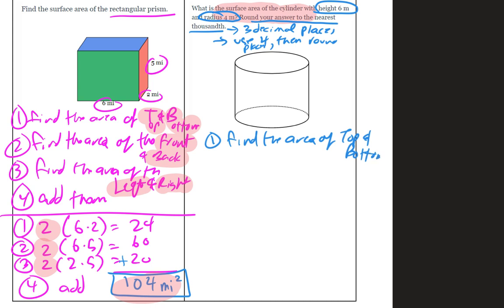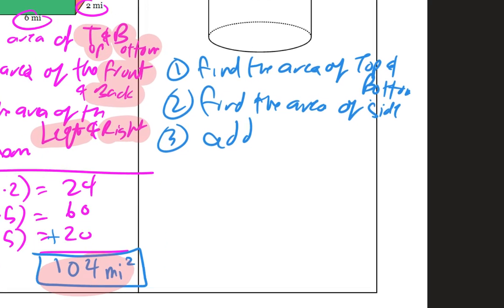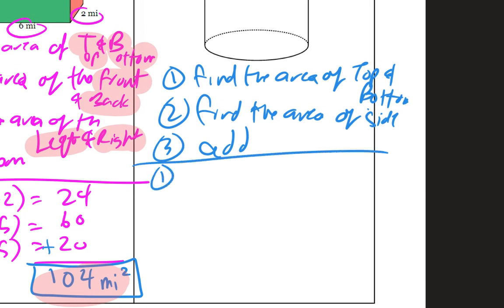Okay, and as we know, we said this area is going to be the same as that, right? And then second, we're going to find the area of the side. And then third, we're just going to add them up. So very similar, except we just have top and bottom and the sides. So keeping that in mind, let's go with the first one.